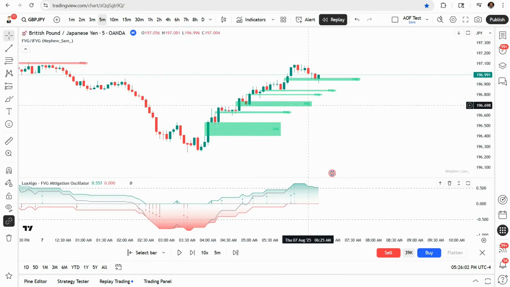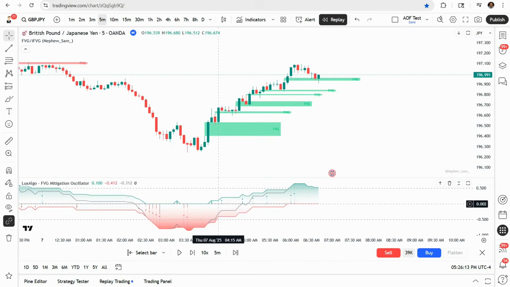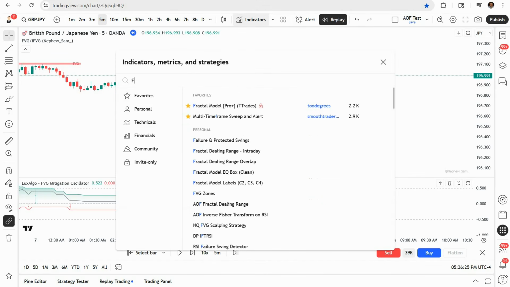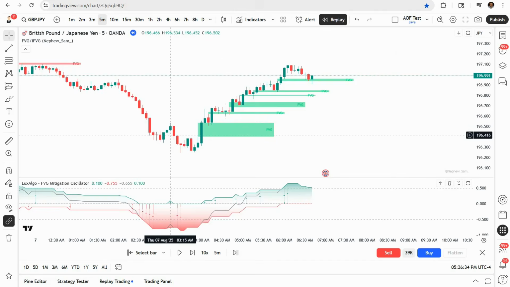And so the indicator that we will be testing today is called the Fair Value Gaps Mitigation Oscillator. It's going to be this one right here. Go ahead and click on that and add it to the screen. Everything stays on the default settings. You can see it down here at the bottom of the screen. The second indicator we will add to the screen is going to be a fair value gap indicator. Just type in FVG. It's going to be this one right here. Go ahead and click on that one and add it to the screen.